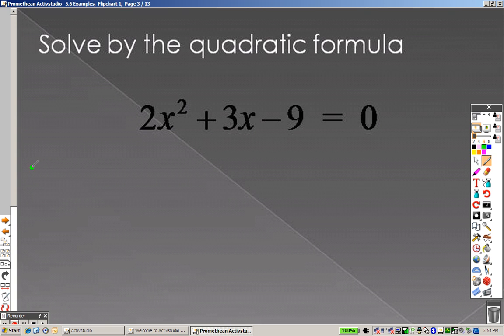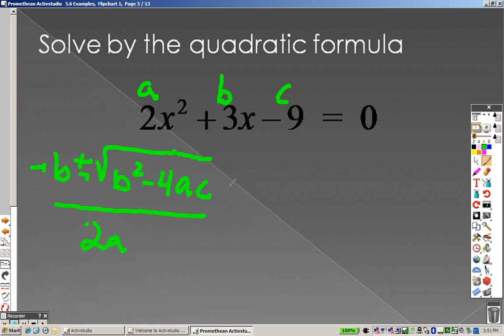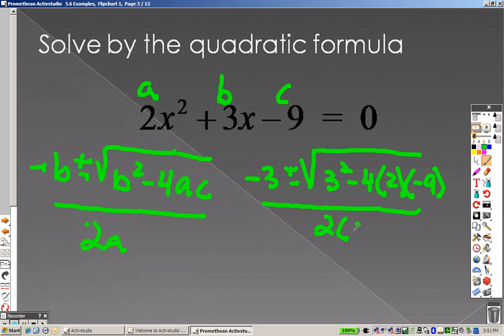First of all, you got to remember the quadratic formula, so it's just negative b plus or minus the square root of b squared minus 4ac all over 2a. And this is a, and this is b, and this is c. So you just plug it into your formula as negative 3 plus or minus the square root of 3 squared minus 4 times 2 times negative 9 all over 2 times 2.